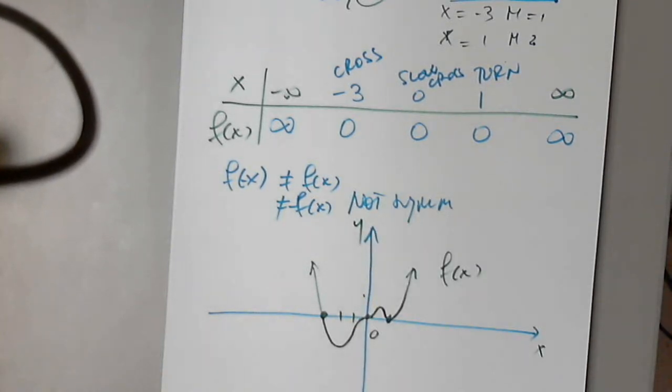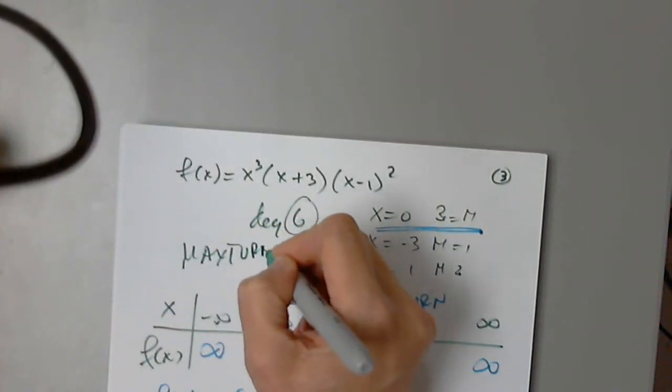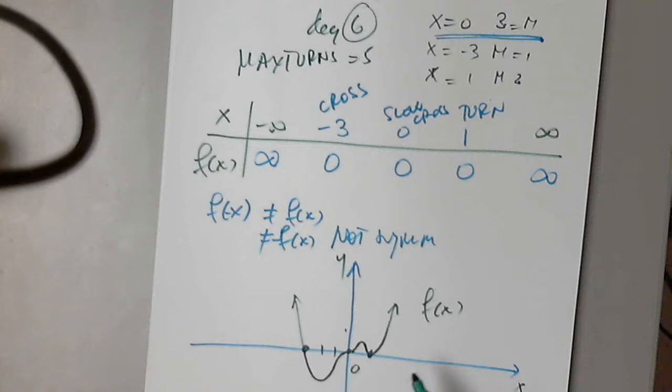That's it. That's what I want you to do. Just a half a minute problem. That's all you need, right? So you look at the function, identify its degree. The maximum possible number of turns is 5. Max turns 5.